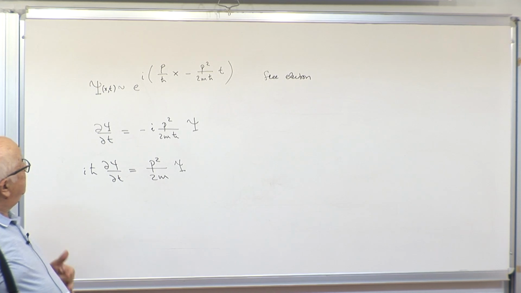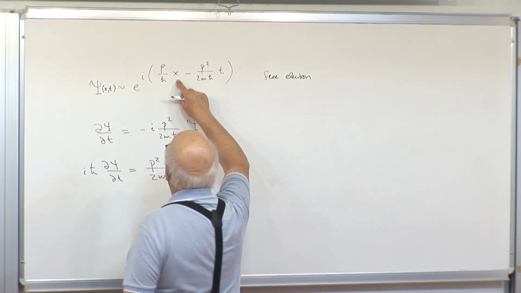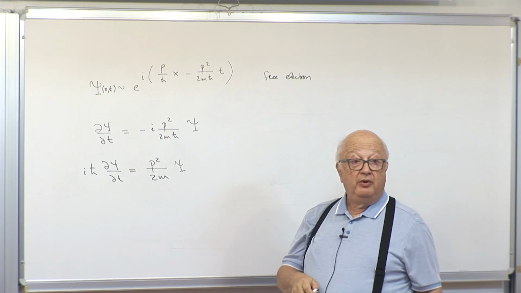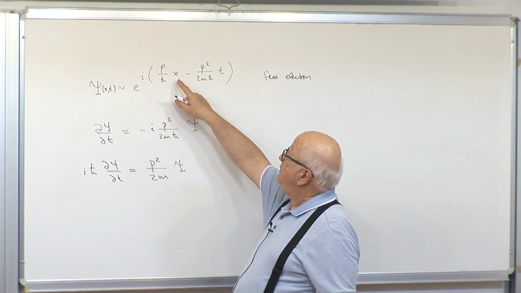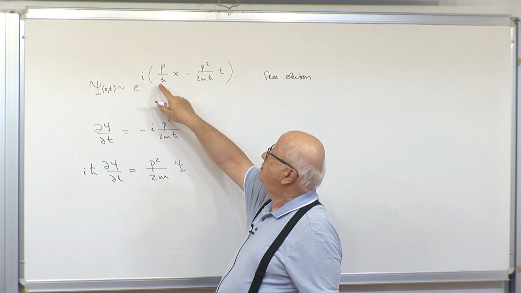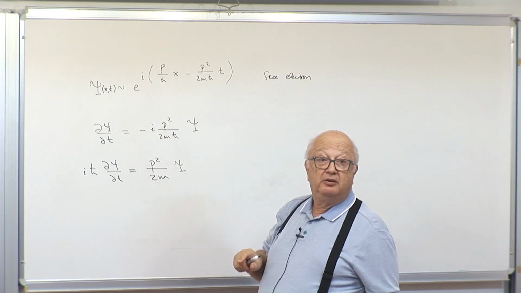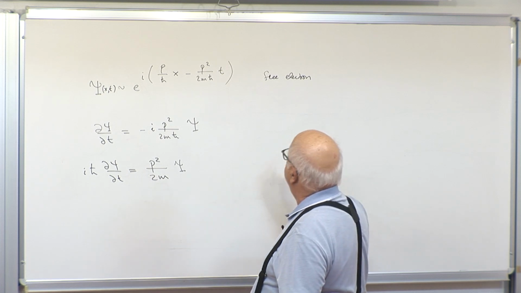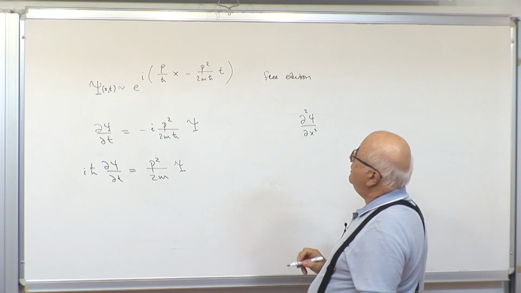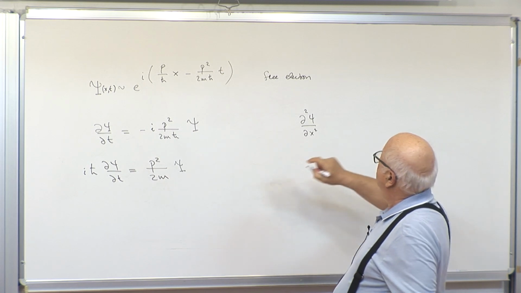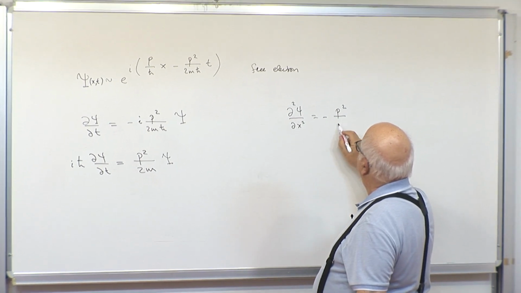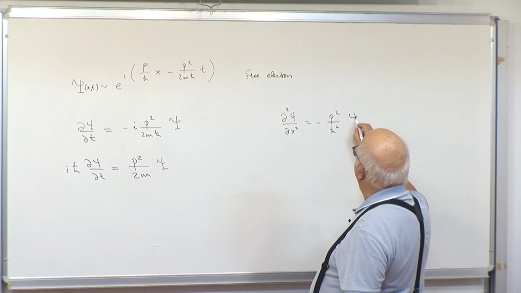Now you see, if I differentiate with respect to x, each differentiation is going to bring down an ip over h bar, right? So if I differentiate with respect to x twice, it's going to bring down p squared over h bar squared, but with a minus sign, right? So let me just do that. What is ∂²ψ/∂x²? Well, it's going to bring down a p squared, a minus sign, and 1 over h bar squared times ψ.